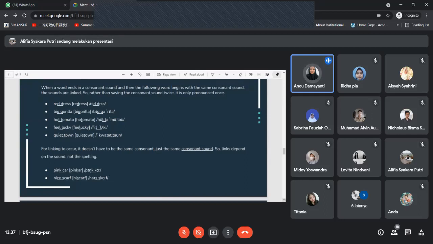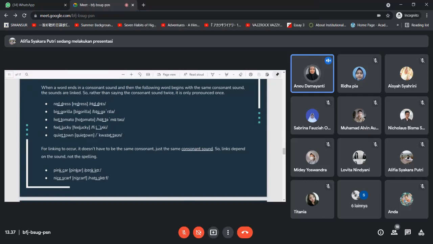Jadi misalkan nih dari contohnya pink car itu kan kalau dalam penulisannya pink itu diakhiri oleh K dan car itu diawali dengan C. Tapi kalau ditranskripsikan suaranya atau soundnya, jadi dua-duanya kan sama-sama konsonannya jadi ke. Jadi ini tuh jangan memperhatikan dari cara penulisannya, tapi dilihat dari transkripsinya seperti biasa.